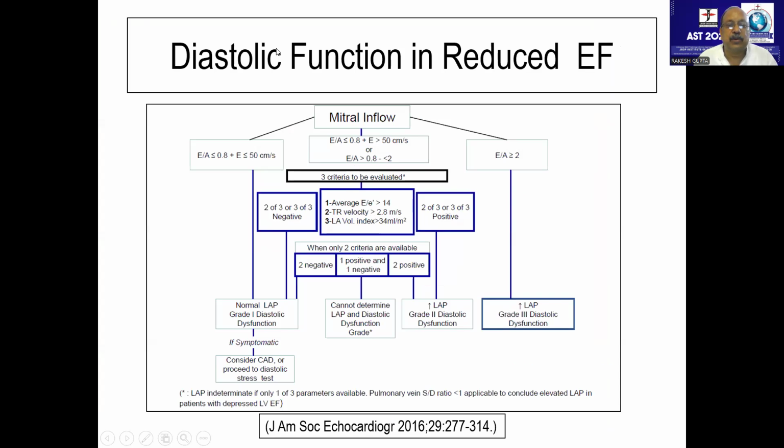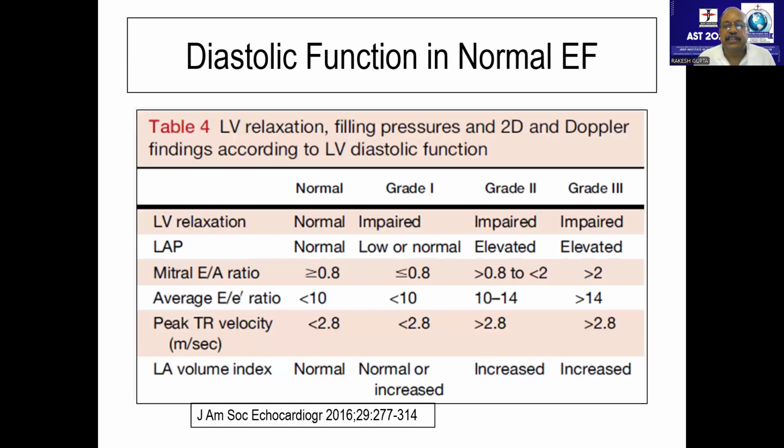Go ahead, ask me the question now. Dr. Shekhar, go ahead. Sir, according to the grades, grade 1, 2, 3, 4, the diastolic function is worsening. Now, if we see the EA ratio, in grade 4 it is more than 2. Even in grade 3, and grade 2 also.